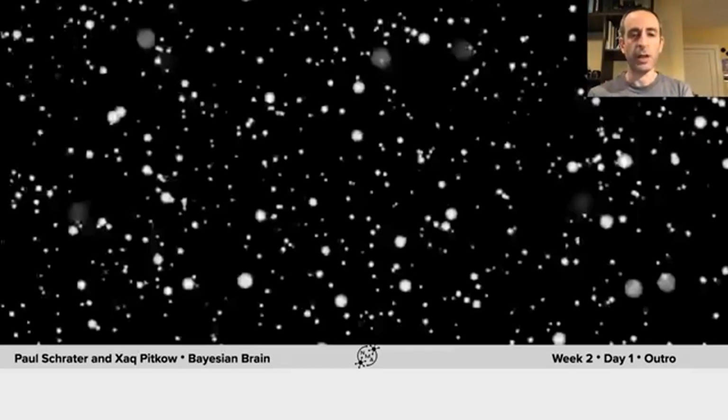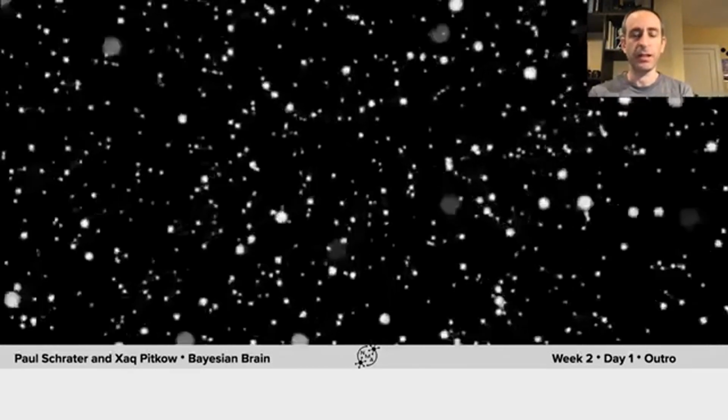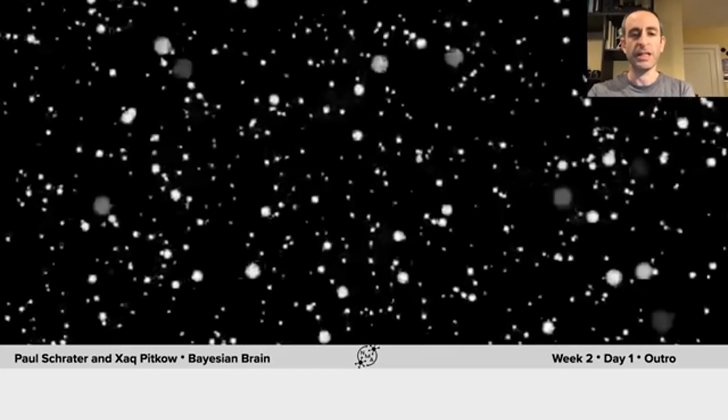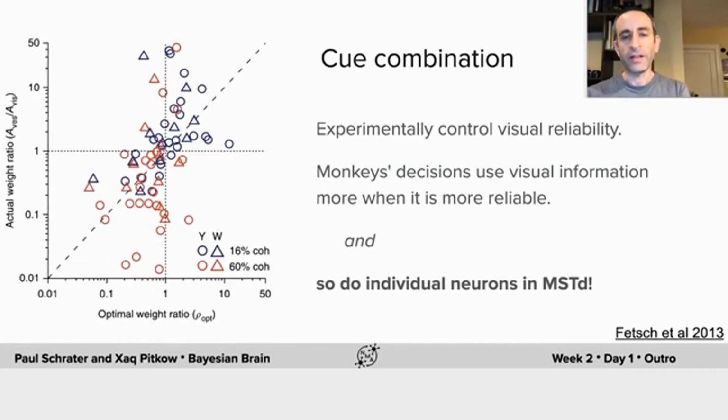The visual information came from optic flow patterns that they would see, like this, sort of like Star Wars. And you can change the reliability of these cues by changing the number of dots that are all moving in a coherent or consistent direction. What they find is that as you manipulate the reliability of vision, you change behaviorally how much weight the animal puts on that vision versus the vestibular. When the vision is less reliable, it gives more weight to the vestibular cues and vice versa. So the monkeys do reliability weighting of their information.